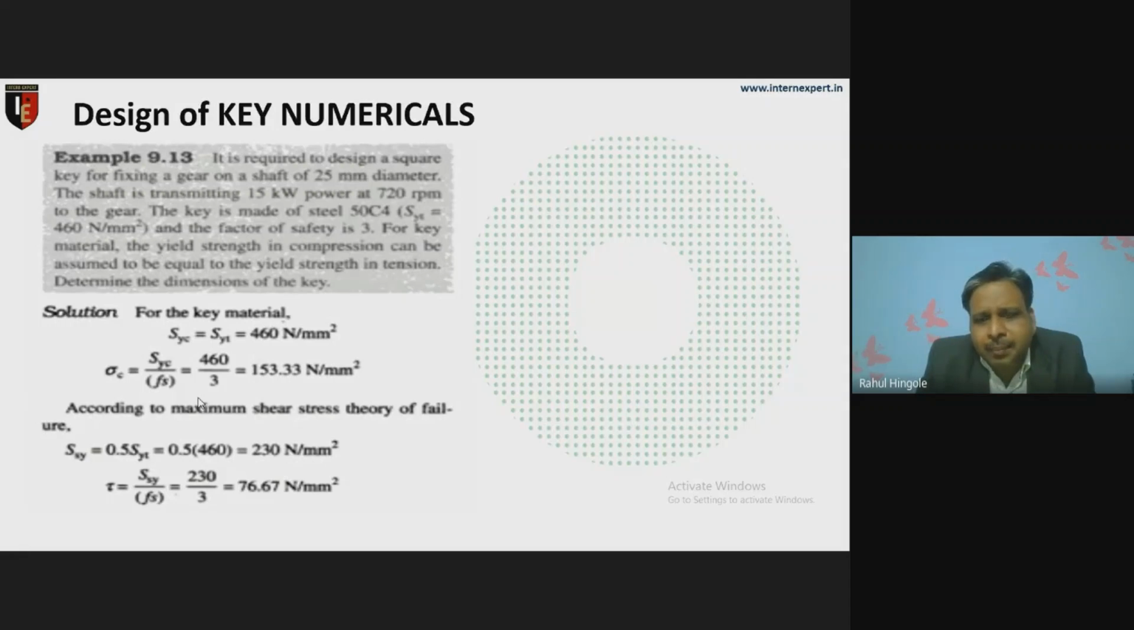Previously, we have learned the derivation, or design, of the key. Now we are solving a problem on the design of the key. For the key material, SYC equal to SYT, that is given in the problem. SYC is the yield compressive strength, equal to SYT, the yield tensile strength, equal to 460 Newton per mm square.